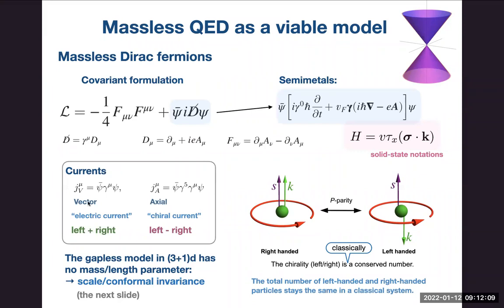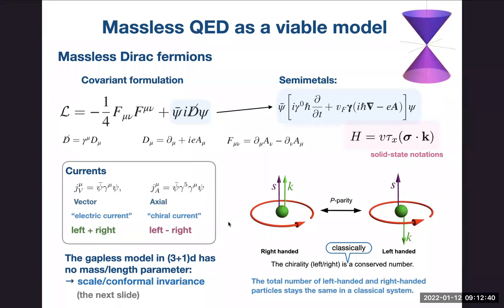You can write a vector current, which we usually call electric current. And you can also write an axial current, which is basically what we often call chiral current. The difference between the two is that the vector current is just the sum of the number of left-handed and right-handed particles, and the axial current is the difference between those two. So this one carries electric charge and this one doesn't carry electric charge. That's all. And those currents are related to some specific invariances. I will discuss them later.